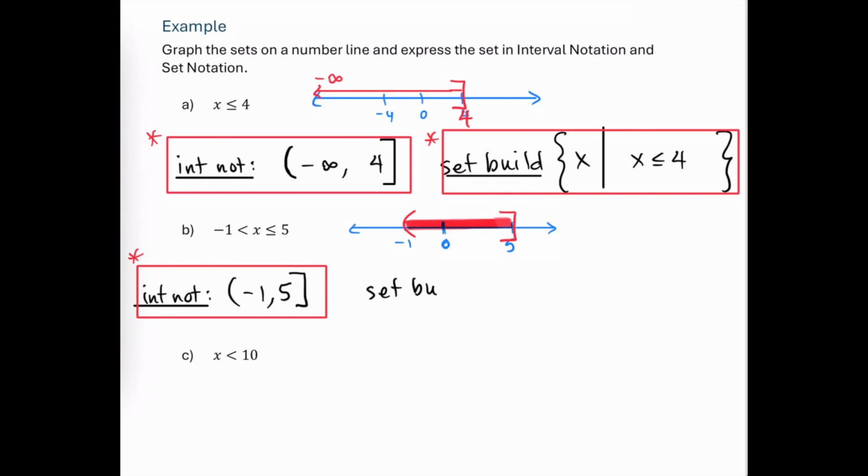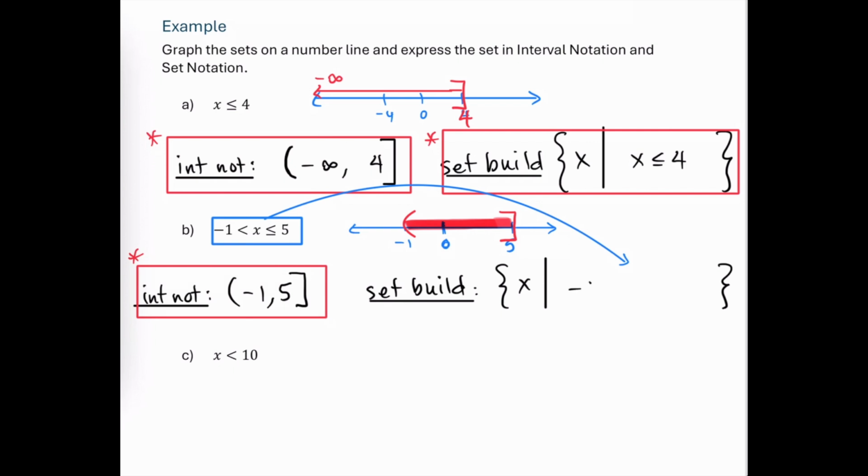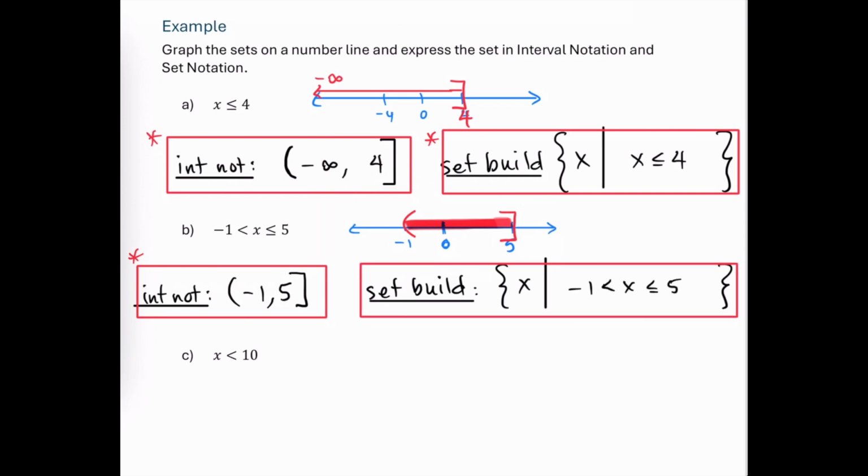Now in order to write it in set builder notation, we begin with the same template every time. The set of all x's such that some criteria is met, close the set. And what we put into the criteria field is the original inequality. So that comes down around here, and we'll have -1 less than x less than or equal to 5. And this is our infinite set expressed in set builder notation. One more time here for part C.